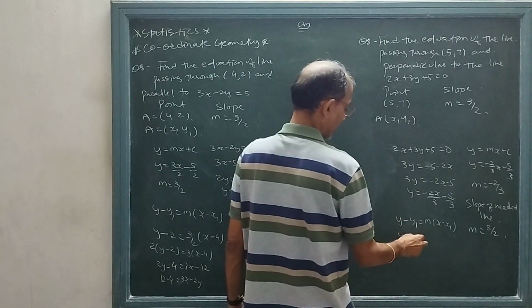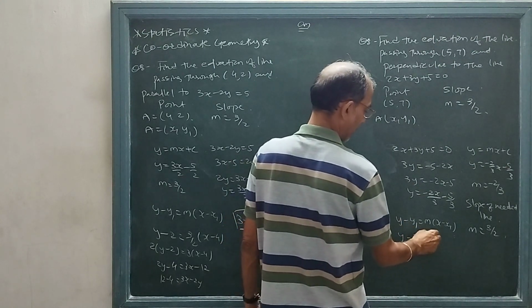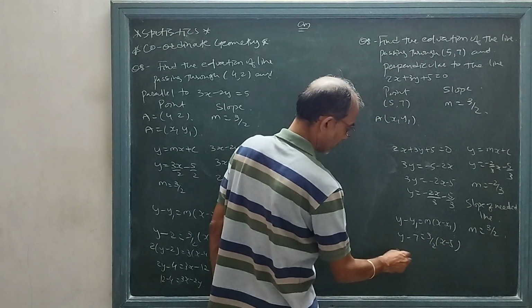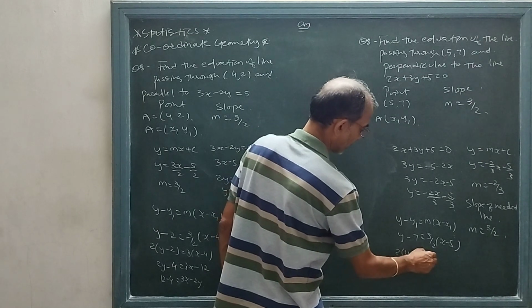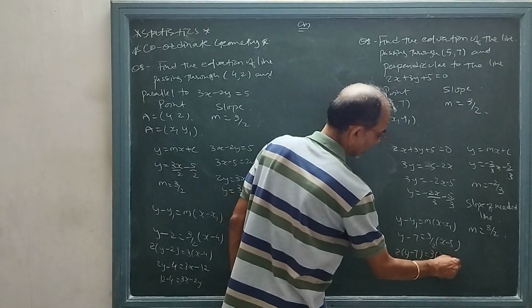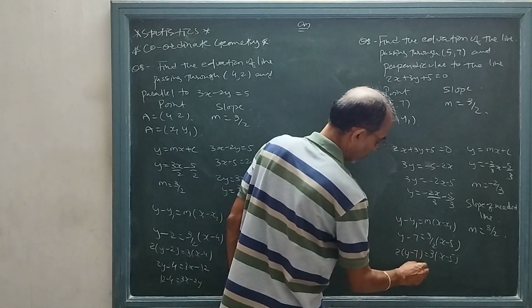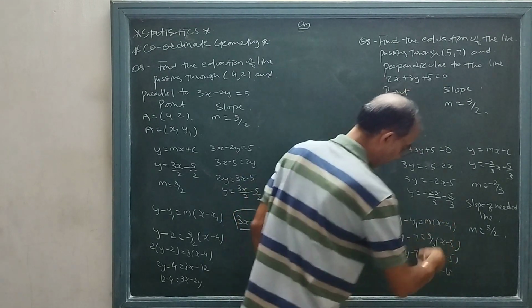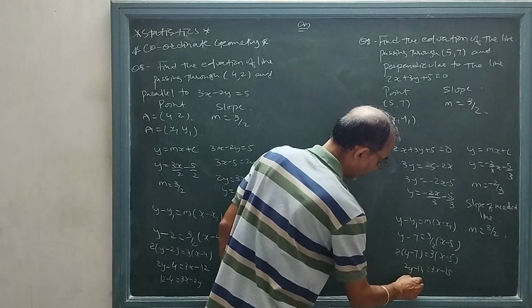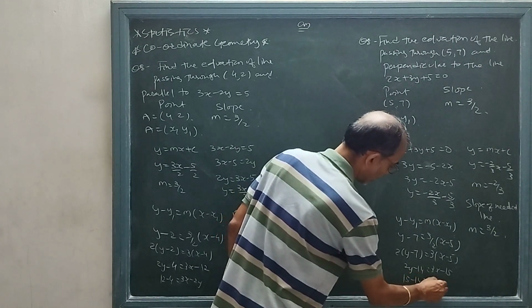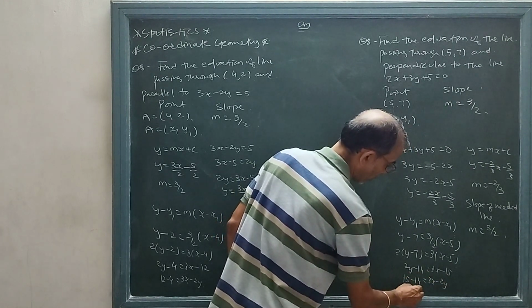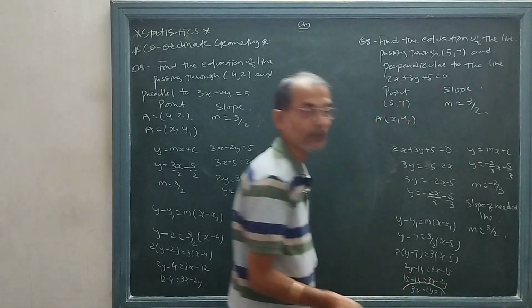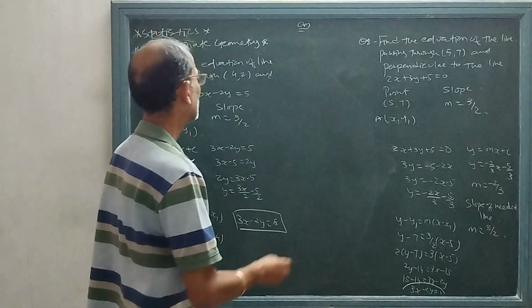y minus y1, that means 7, is equal to m, which is 3 by 2, times x minus 5. 2 will come to multiply with y minus 7 and 3 with x minus 5. So 2y minus 14 is equal to 3x minus 15. 15 will come to this side. 15 minus 14 is equal to 3x minus 2y. So 3x minus 2y is equal to 1 will be the required equation.